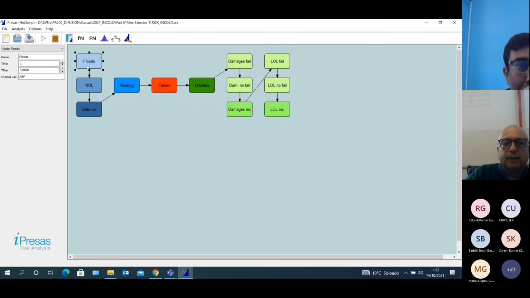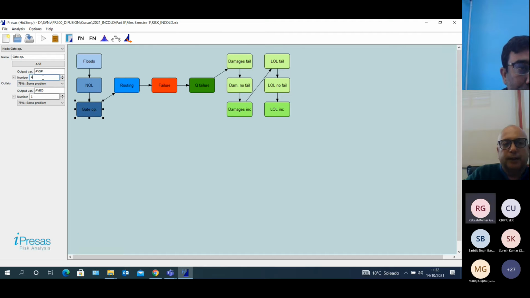So the hydrographs don't need to be changed. The normal operating level doesn't need to be changed, but the gates, yes, because now our surface spillway has 4 gates. I put 4 here, and reliability is very high, 95%. So 4 gates, 95% of reliability. But the routing needs to be also upgraded, and we should select measure 1 for routing.